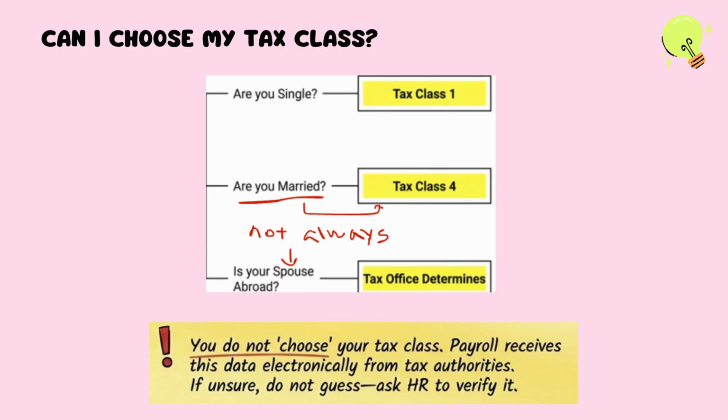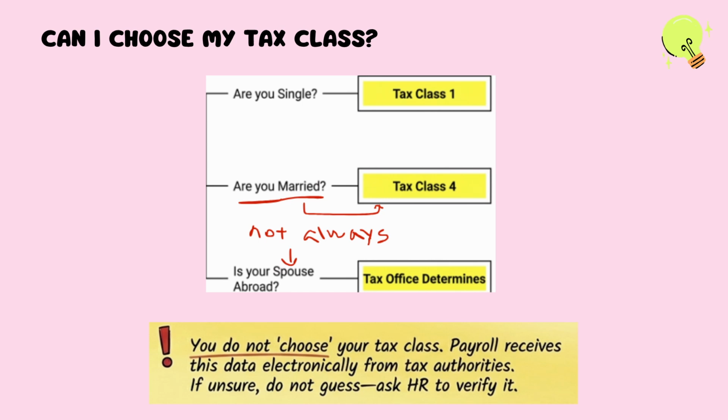This is probably one of the biggest misconceptions. Many employees think they can choose whichever tax class they prefer. In reality, payroll does not decide your tax class. Payroll receives it electronically from the German tax authorities. As a general rule, single employees usually have tax class 1.